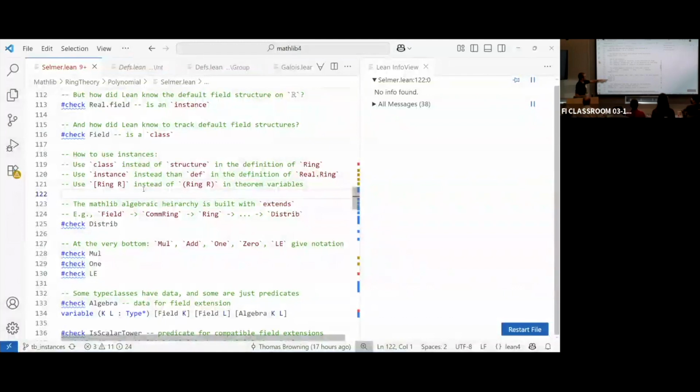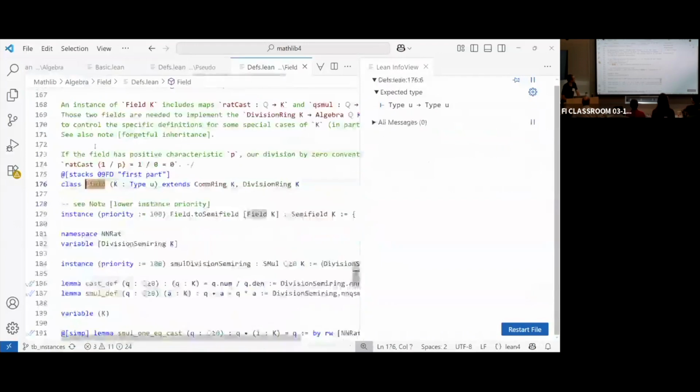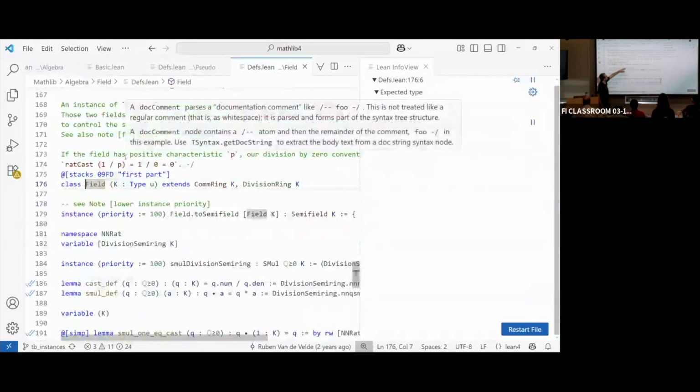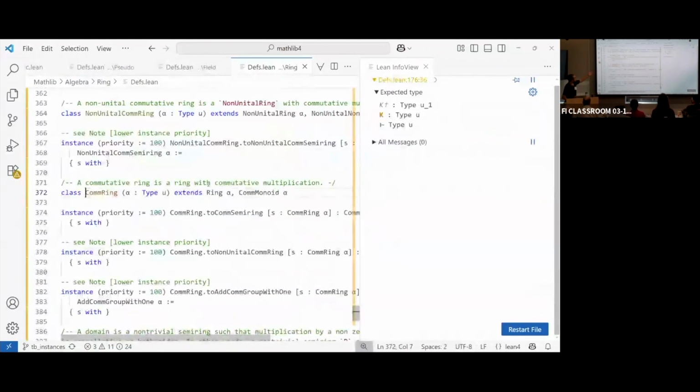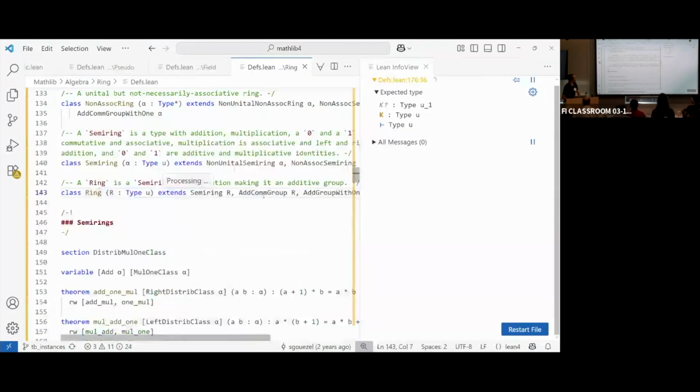And it uses this word extends that we saw in Filippo's talk, and I think I also saw it when we did field. So field extends commutative ring and division ring. This is basically saying what is a field? It's a thing that is a commutative ring and a division ring, and you can just click through and see all the various parts of this. So what is a commutative ring? It's a ring extending commutative monoid. What is a ring? It's a semiring and an additive commutative group.